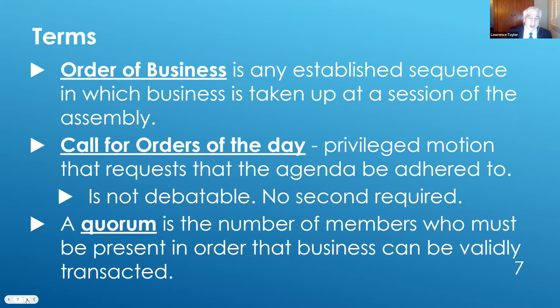And then a quorum is the number of members who must be present in order that business can be validly transacted. So a meeting counts as a meeting even if you don't have a quorum. Like if you're required to have a monthly meeting and everyone showed up and you don't have a quorum, your meeting occurred because you met the requirements of having the meeting, but you don't have a quorum, and so you cannot actually vote on things and transact business.